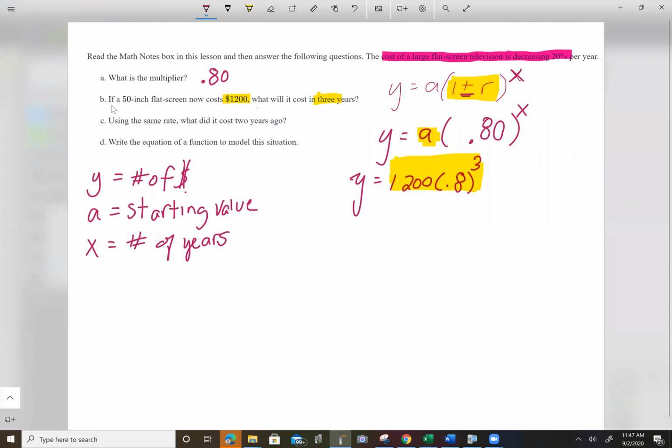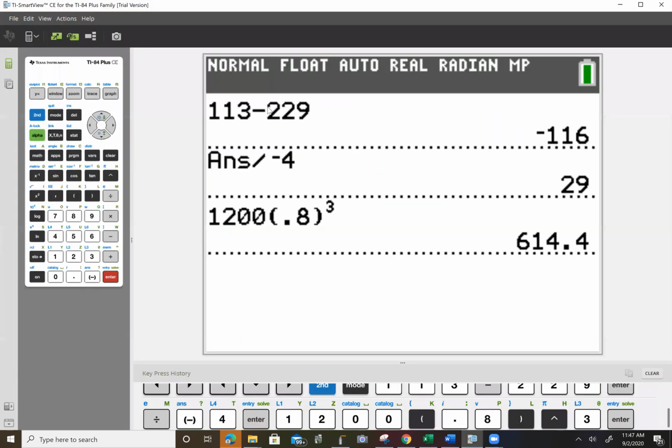So B is, well, let's see. Let's write it as a complete sentence. In 3 years, the TV will cost $614, and what was it? 40 cents.